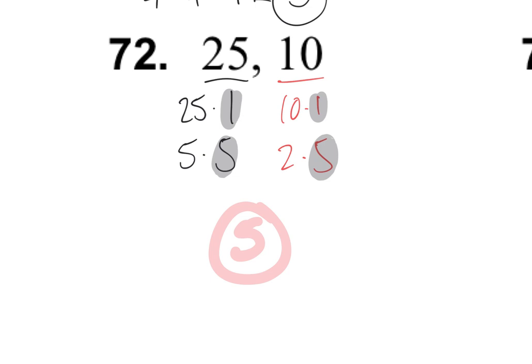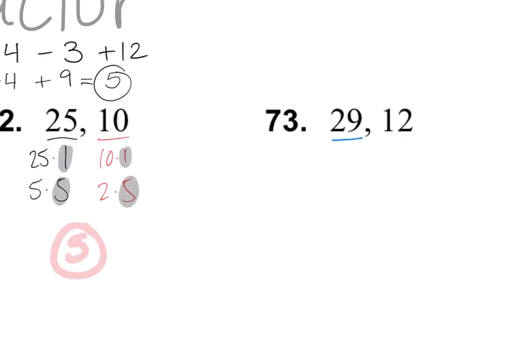All right, for 73, we've got 29 and we've got 12. 29's factors. So you always start with 29 and 1. And if you're having trouble coming up with factors of 29, other than 29 and 1, that's a good thing. 29 is what we call a prime number. It has no factors other than itself and 1. So we're going to stop there.